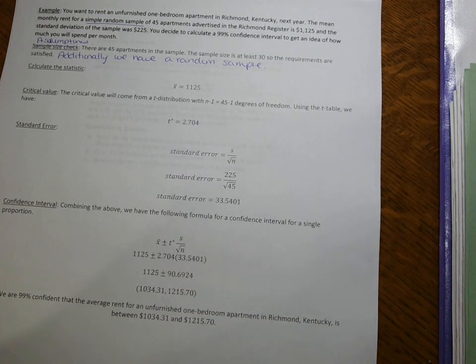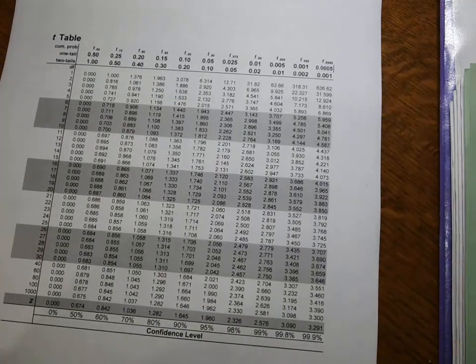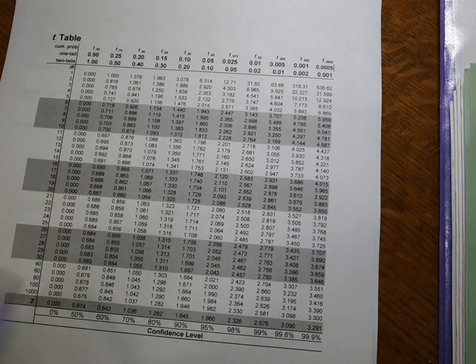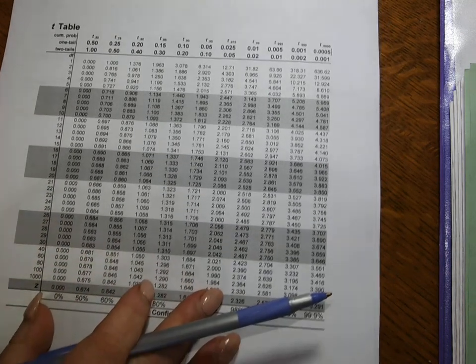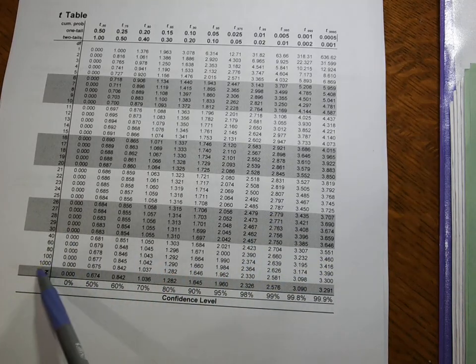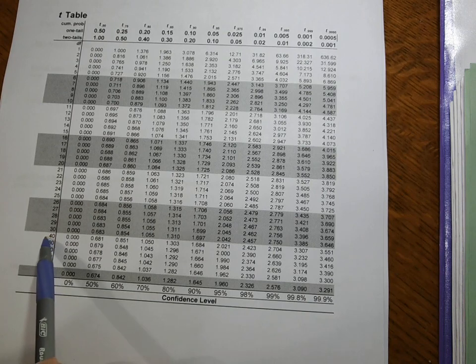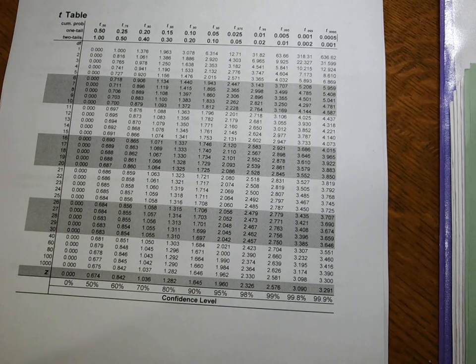So let's review how to do that. Looking at our t-table, notice that the left-hand column has the different degrees of freedom. So we need degrees of freedom 44. Notice that 44 is not on the table. Whenever the value you need is not on the table, you'll round down to the value that is on the table. So 44 falls between 40 and 60, so we always round down, and so we'll be here on the 40 row.